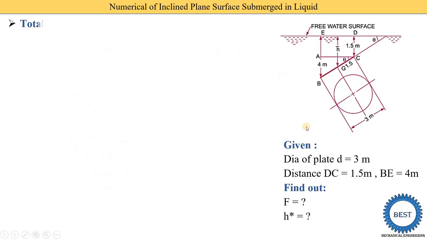First we find the total pressure force F, and the equation for the total pressure force is F equals rho g A H bar. Rho is 1000, g is 9.81. How do we find the area? For the circular plate, area is pi by 4 D squared. D is given, so we can find the area. Next we need to find H bar. To find H bar, first we need to find the angle theta or sine theta.